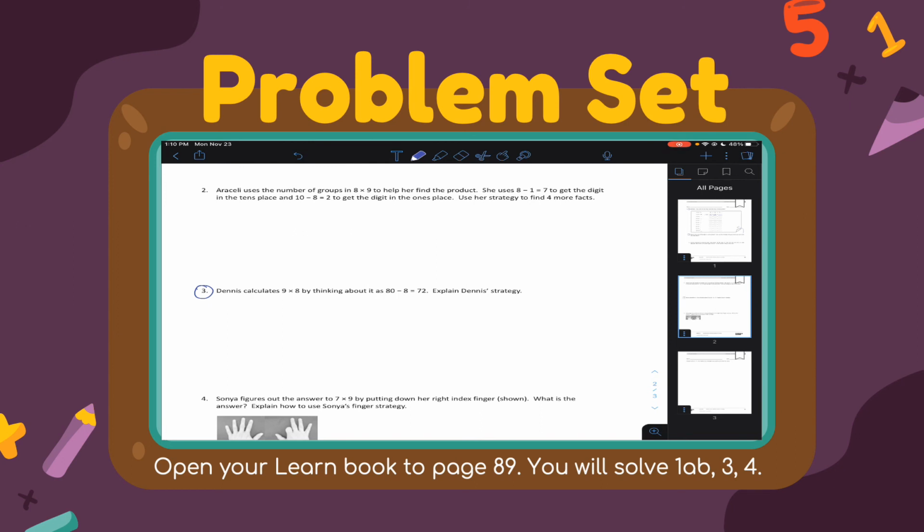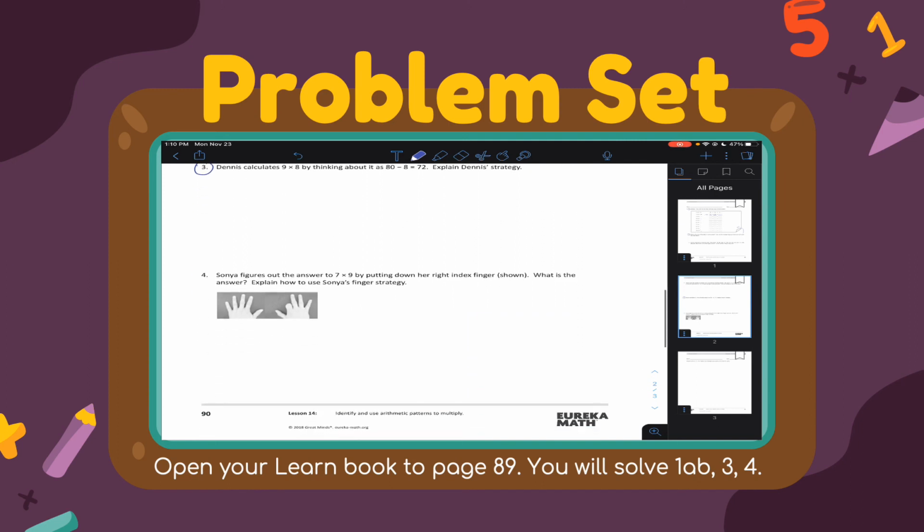And it says, Dennis calculates 9 times 8 by thinking about it as 80 minus 8 equals 72. You need to explain Dennis's strategy. And then the last one you will solve on your problem set is problem number 4. And it says, Sonia figures out the answer to 7 times 9 by putting down her right index finger, as shown in this picture. What is the answer? Explain how to use Sonia's finger strategy.